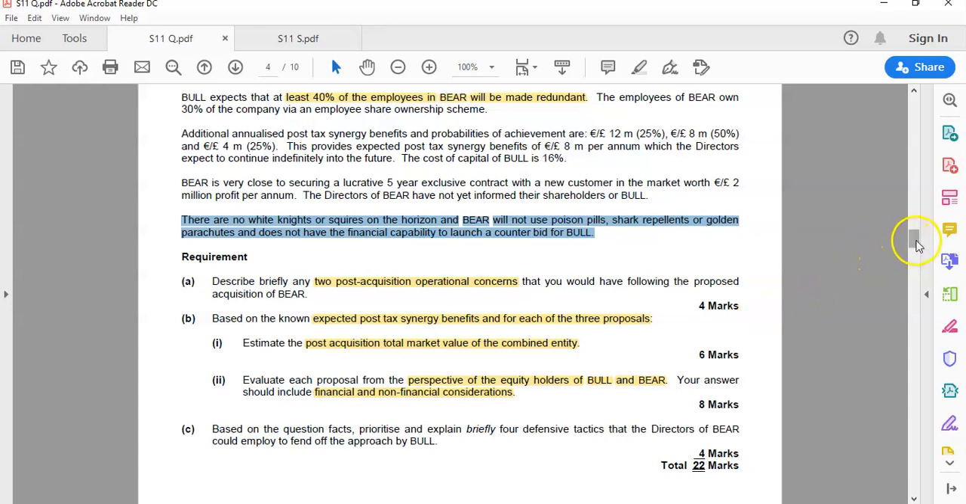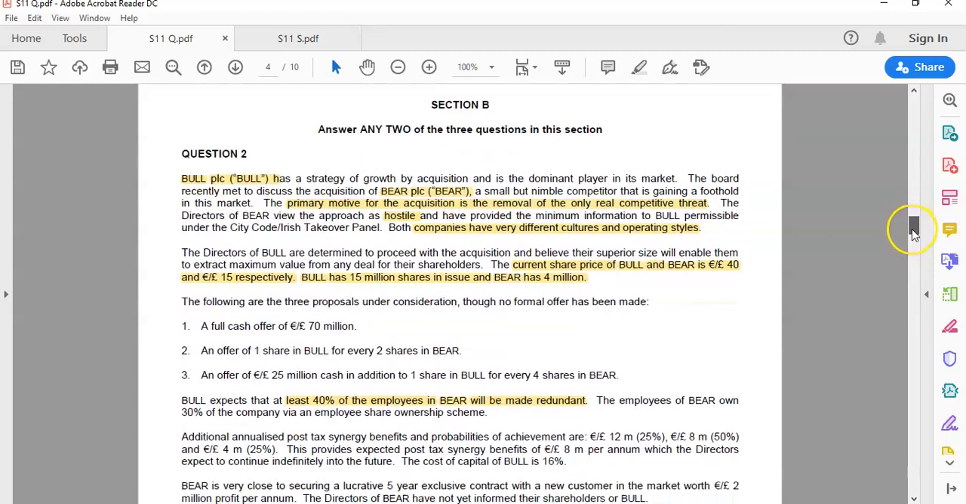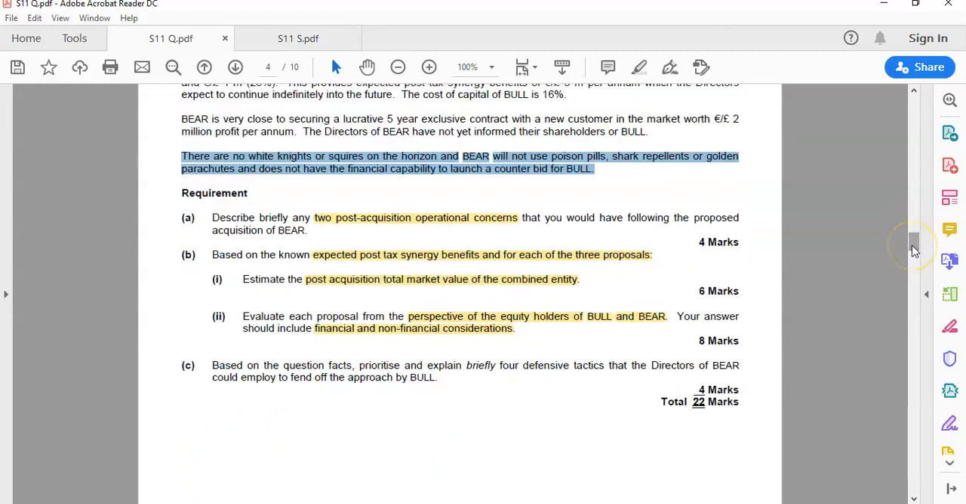So we've done part A for 4 marks, quite easy. Different operating styles and culture is going to be a problem, and the number of employees being made redundant is going to be a significant problem going forward as well. What we're now going to focus on, and the majority of this recording, will be the calculation element of mergers and acquisitions. And that is, what are the expected synergies and what impact will each of the three consideration proposals have on each of the shareholders.